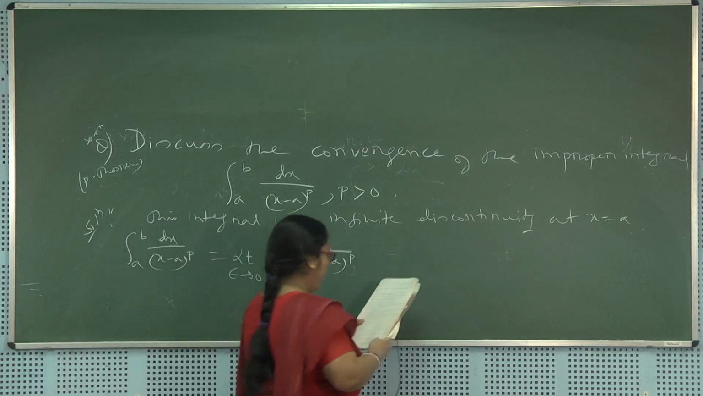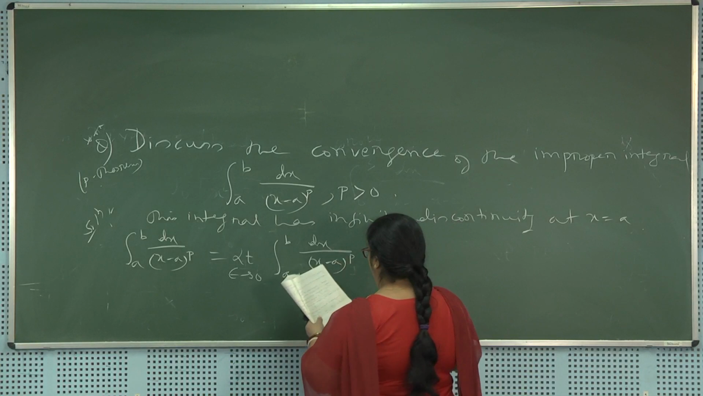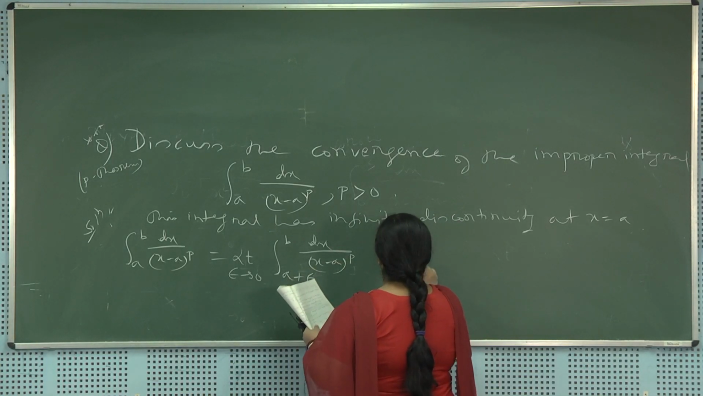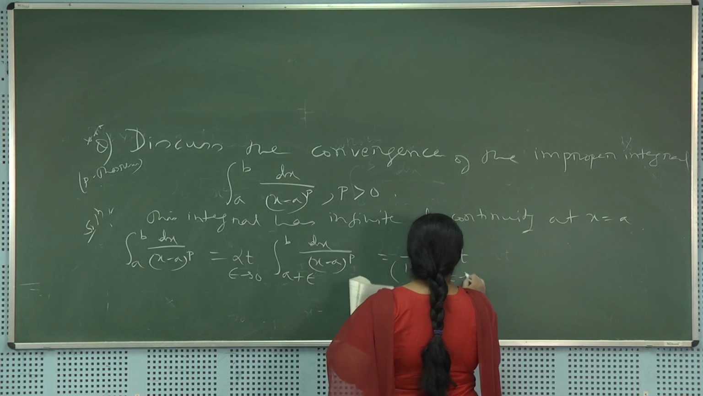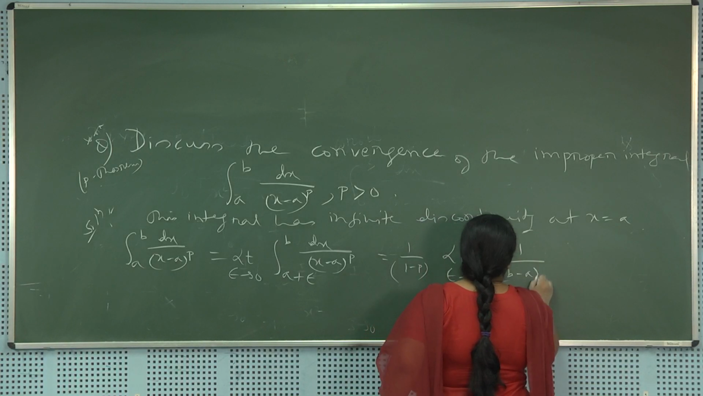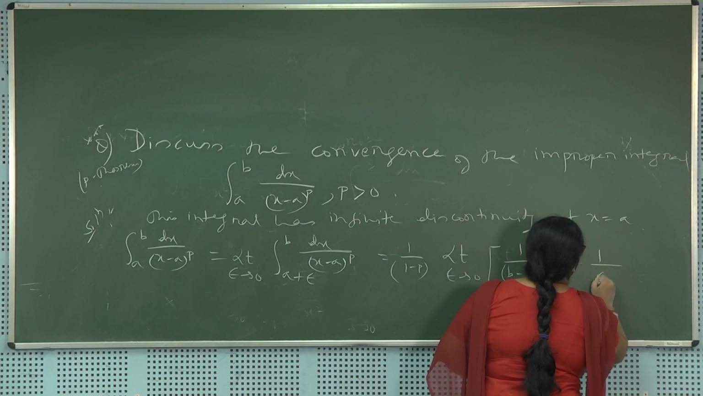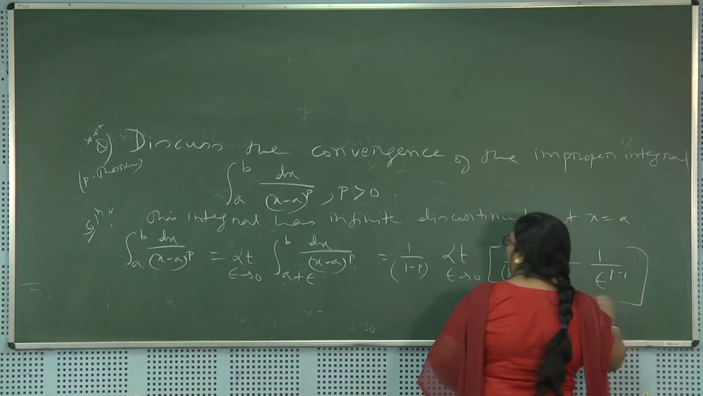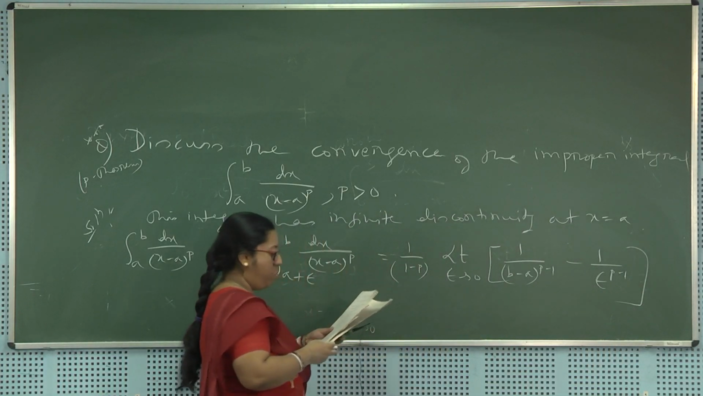And next is the proper integral. So, we can work it out. It is d of (x minus a). So, 1 upon 1 minus p will come out if we do the integration, epsilon tends to 0. So, this will become 1 upon 1 minus p times ((b minus a) to the power 1 minus p minus epsilon to the power 1 minus p), once you do the integration.